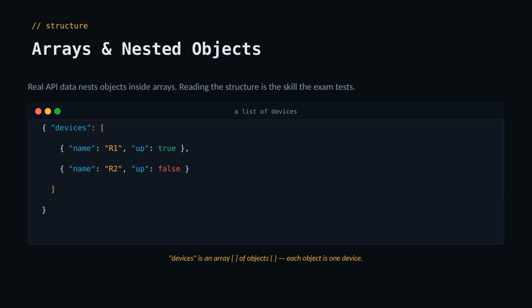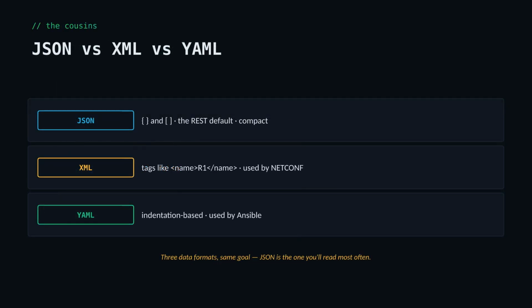Now, JSON isn't the only format you'll bump into. It has 2 close cousins worth knowing for the exam. XML uses tags wrapped in angle brackets, like an opening name tag and a closing one, and it's the format NETCONF speaks. YAML skips the brackets entirely and relies on indentation instead, which is why Ansible playbooks look so clean. Same job, 3 flavors, but JSON is the one you'll read most often when working with REST APIs.